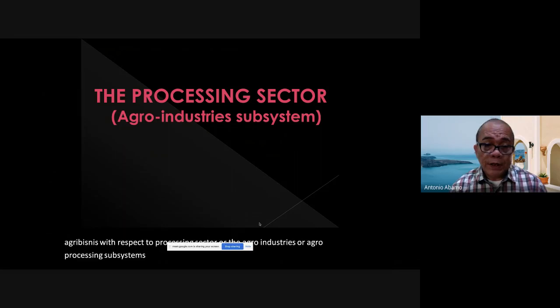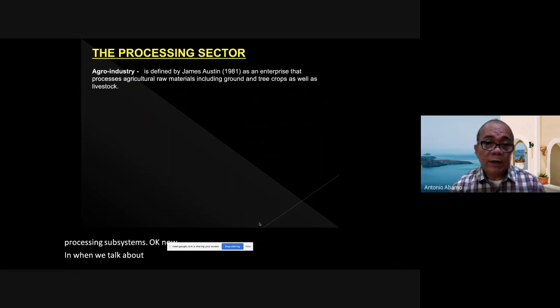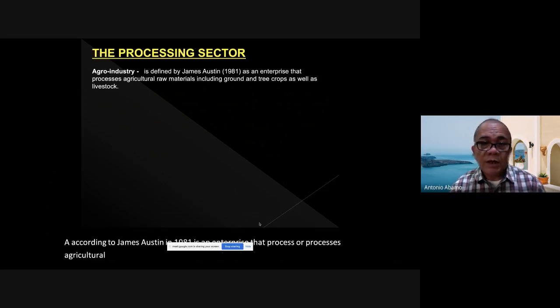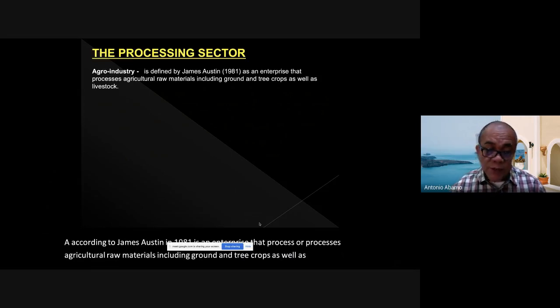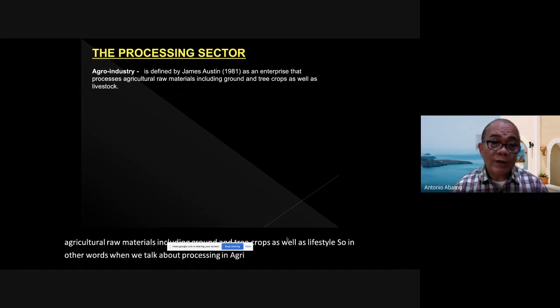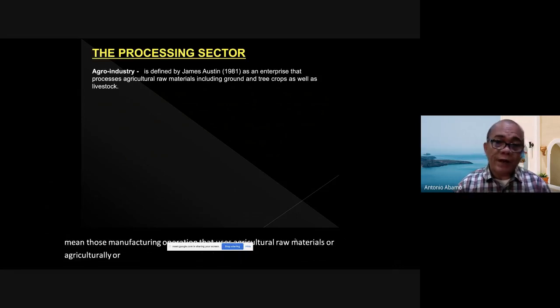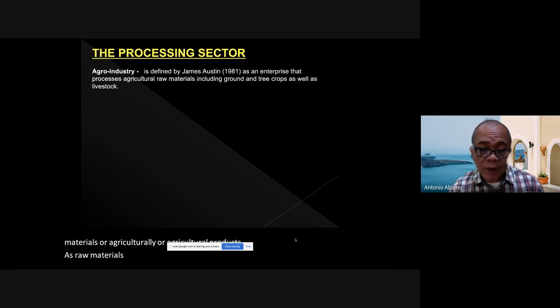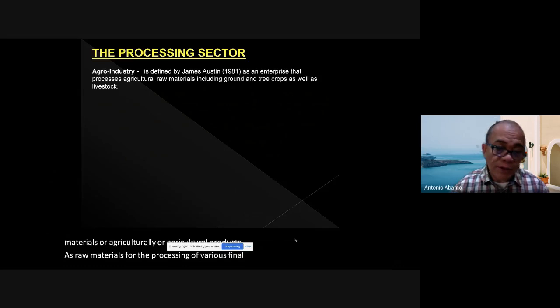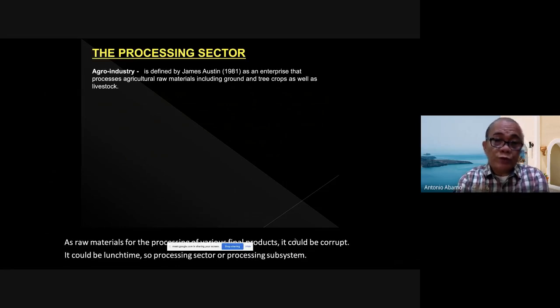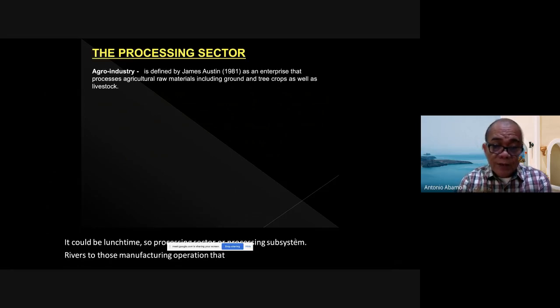subsystems. Now, when we talk about processing, we actually mean, according to James Austin in 1981, an enterprise that processes agricultural raw materials, including ground and tree crops, as well as livestock. So in other words, when we talk about processing in agribusiness or agro-industries, we actually mean those manufacturing operations that use agricultural raw materials or agricultural products as raw materials for the processing of various final products. It could be crops, it could be livestock. So the processing sector or processing subsystem refers to those manufacturing operations that use raw materials from agriculture.